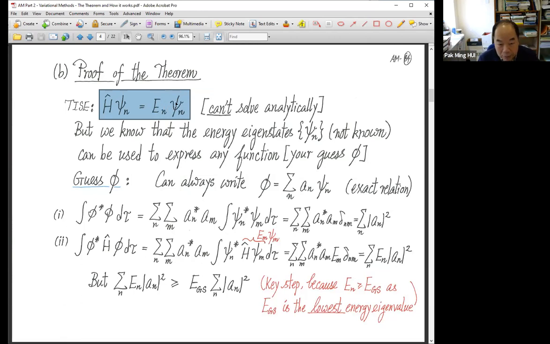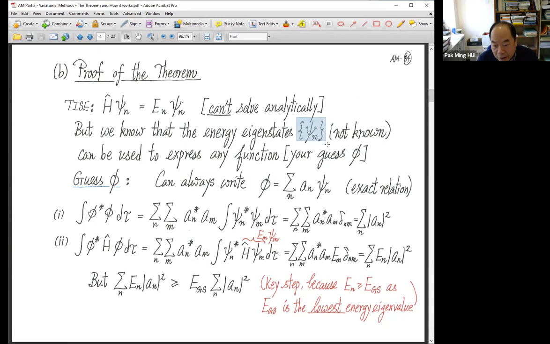Second point, they exist, and this set of exact energy eigenstates forms a complete set. Now it's you that comes in: you make a guess. You make a guess of the ground state wave function called phi.